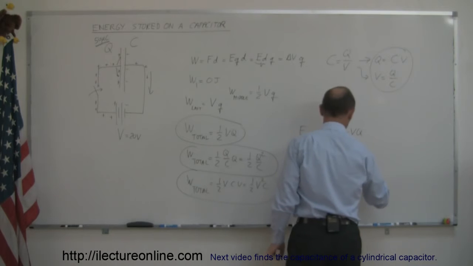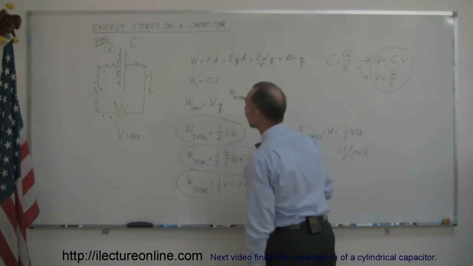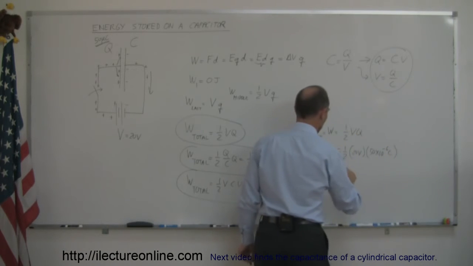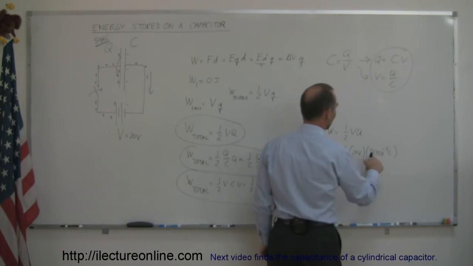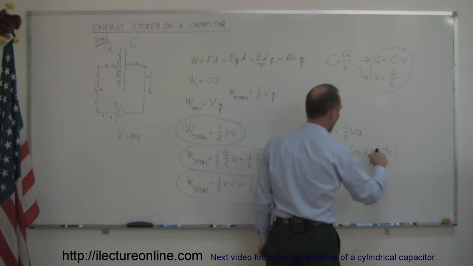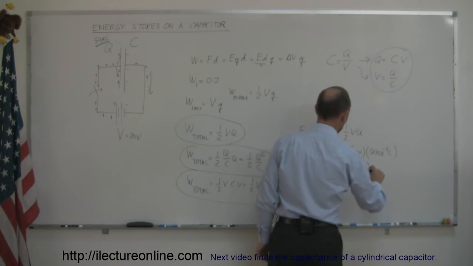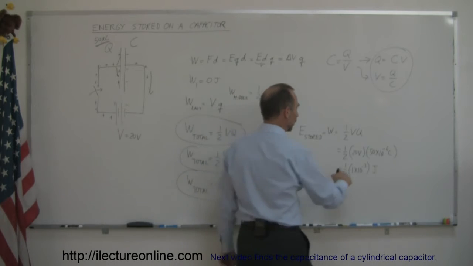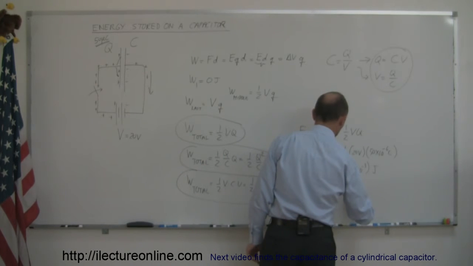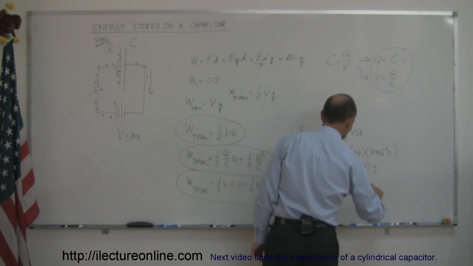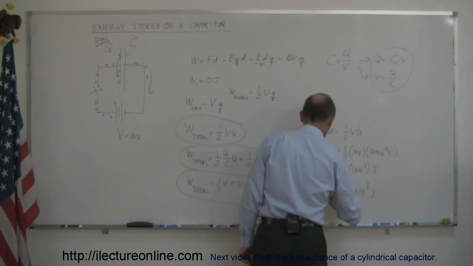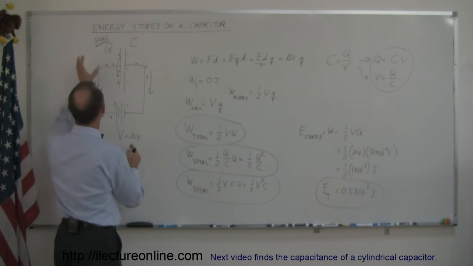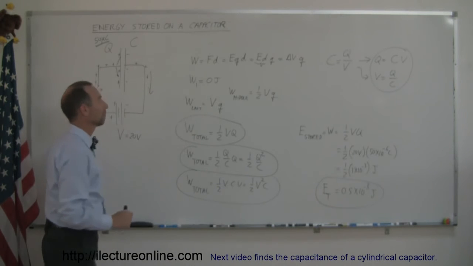The voltage is 20 volts, and the charge Q is 50 times 10 to the minus 6 coulombs, so that would be equal to 1/2 times 20 times 50, which is 1,000 times 10 to the minus 6, that would be 1 times 10 to the minus 3, and that would be joules. Voltage times coulombs is joules, and 1/2 that would be equal to 0.5 times 10 to the minus 3 joules. And that would be the total energy on this particular capacitor, if the potential difference is 20 volts and the charge on the capacitor is 50 microcoulombs.